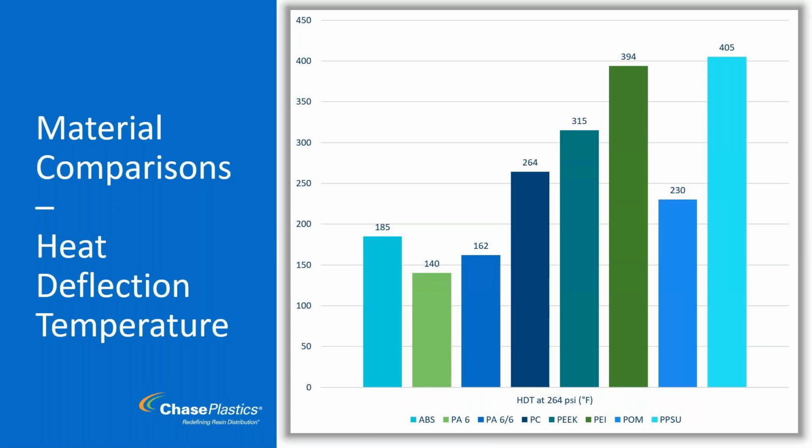You can see your high temperature specialty products, PEEK, PEI, PPSU, are in the 300 plus up to 400 degrees. And then your engineering products are in the 100 to 260-ish for polycarbonate. So a good spread again on this one as well. But just to give you an idea of where some of your performance may be.